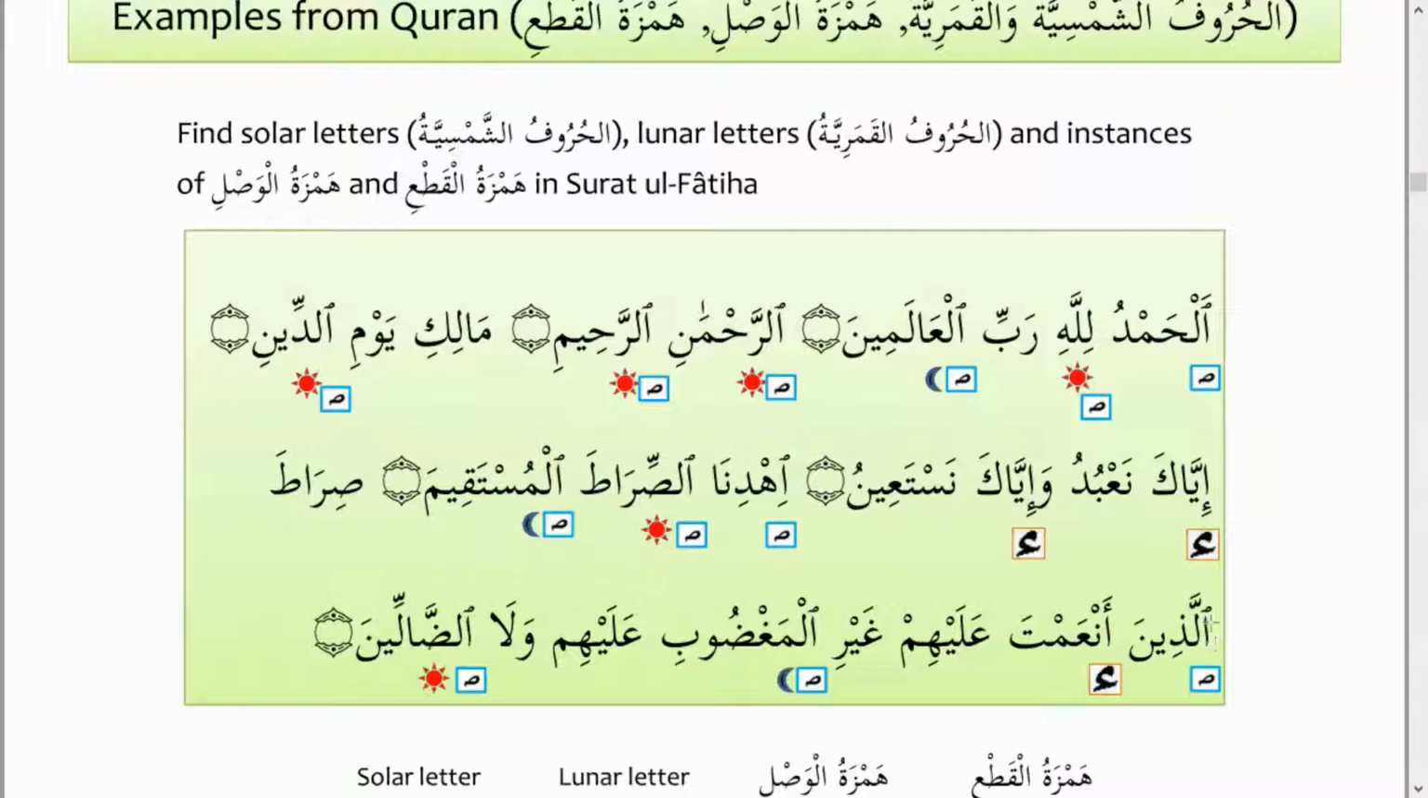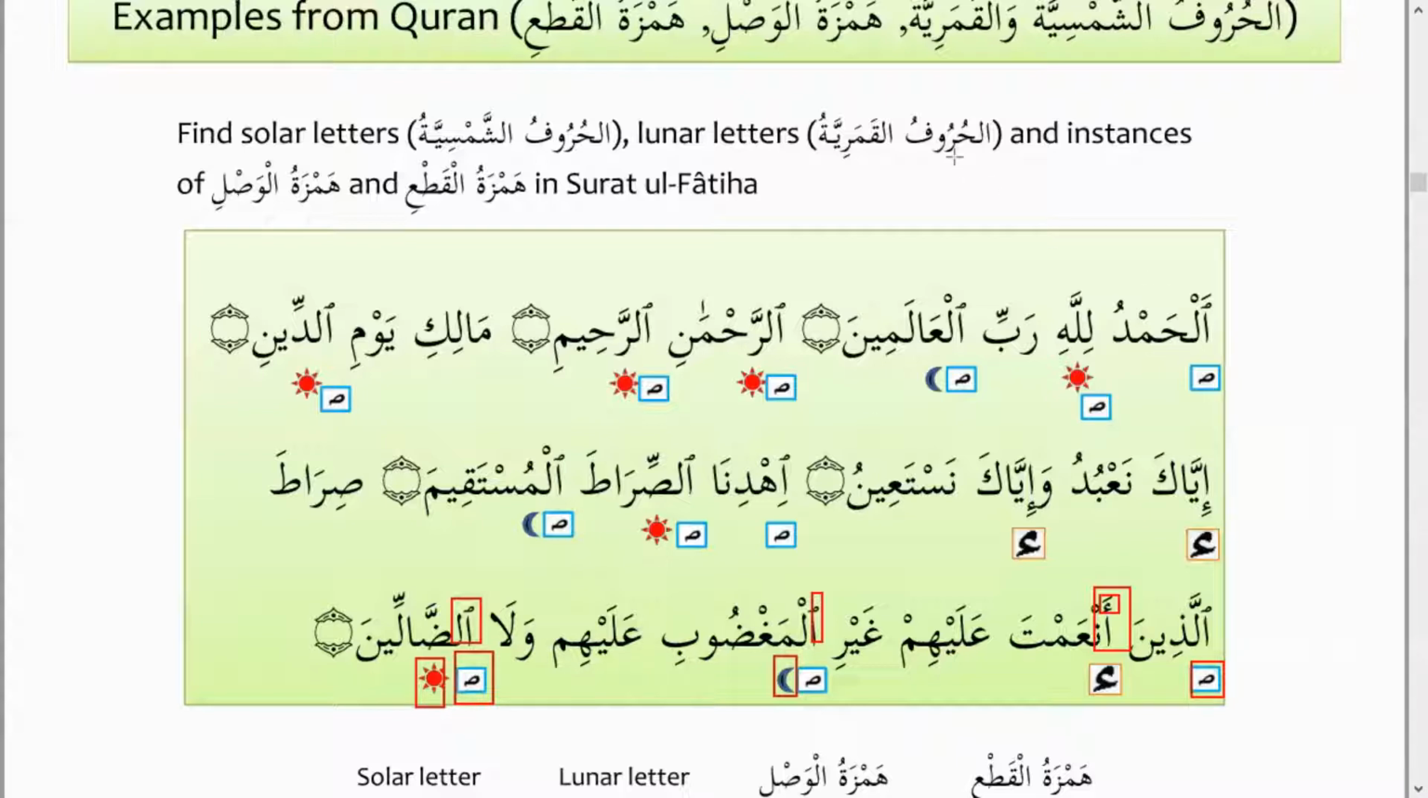Sirat al-Ladhina. Al-Ladhina is also Wasl. An'amta, see, Qata. You see a small Hamza, Qata, because we have to pronounce it. If it was a Hamzatul Wasl, we would have just skipped it to Al-Ladhina, something like that. But this is Qata, that's why Al-Ladhina an'amta alayhim غير المغضوب, and this is Wasl again, and it is Qamariya. I hope you're understanding, inshallah. Lunar letter. Alayhim waladdallin. This is again Hamzatul Wasl, Ad-Dallin, and Shamsiya.